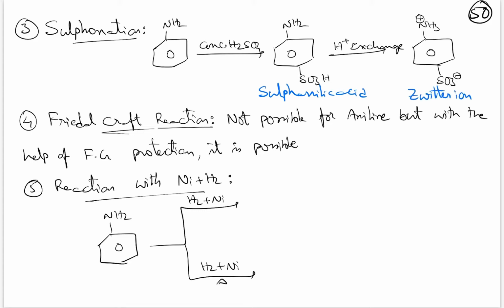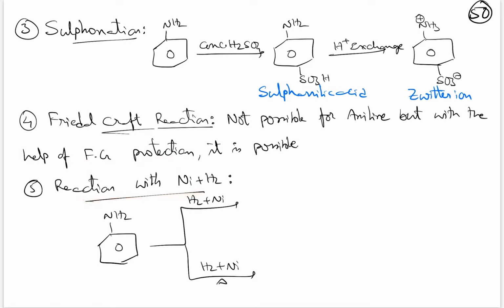And the Zwitter ion concept we even get under biomolecules, in amino acids also. Then Friedel-Crafts reaction. Same as in phenol, Friedel-Crafts reaction is not possible even in aniline, but it can be done if we do functional group protection.